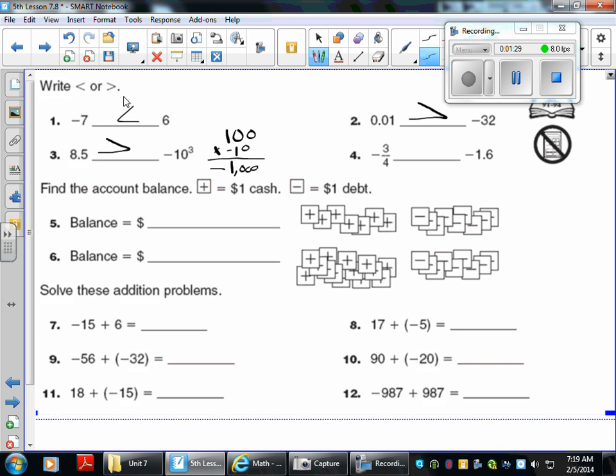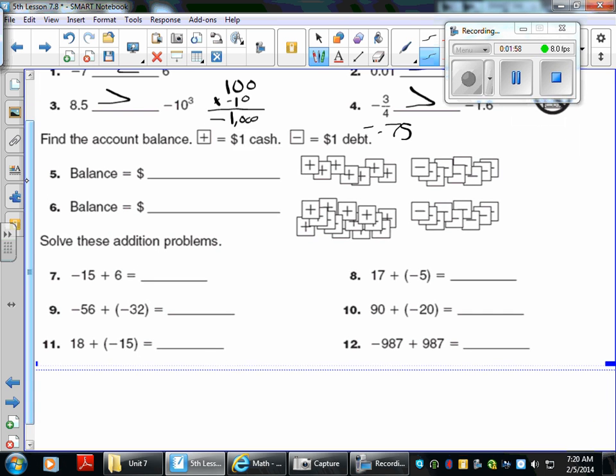Next one, we have negative 3/4. Is it less than or greater than negative 1.6? To make it easier for myself, I'm going to write negative 3/4 as a decimal. I get negative 0.75. When I'm dealing with negatives, negative 0.75 is closer to 0 than negative 1.6, which would make negative 0.75 larger than negative 1.6.